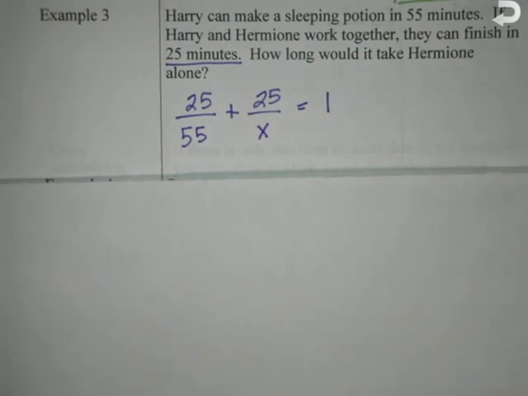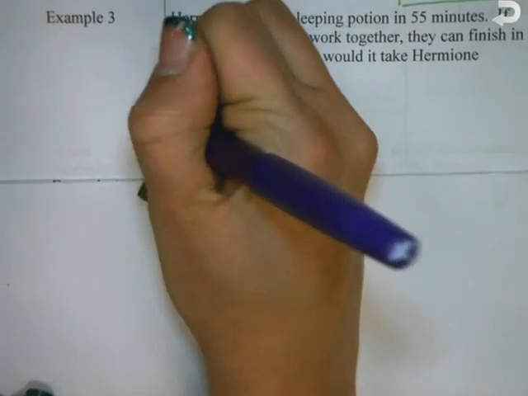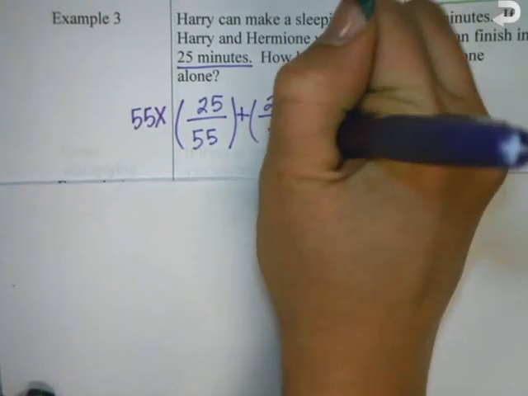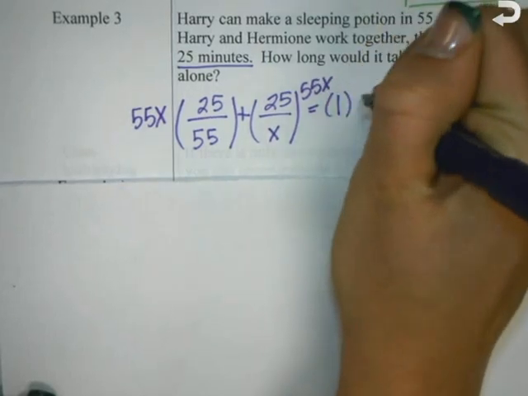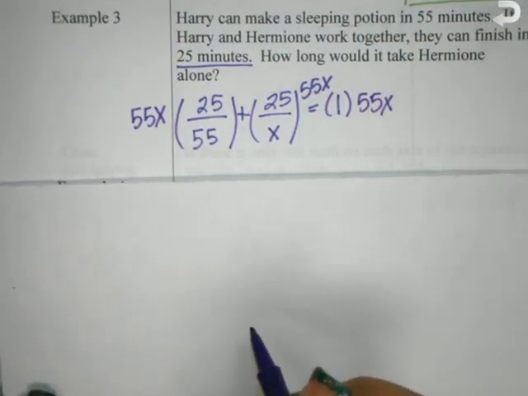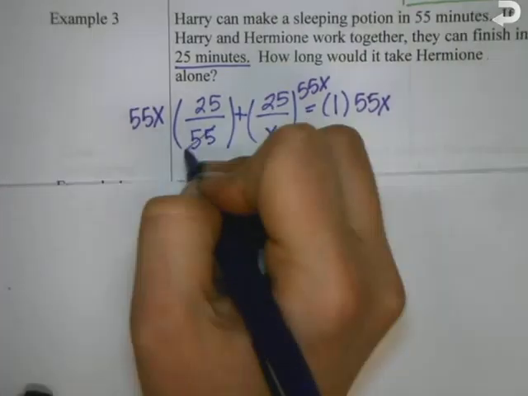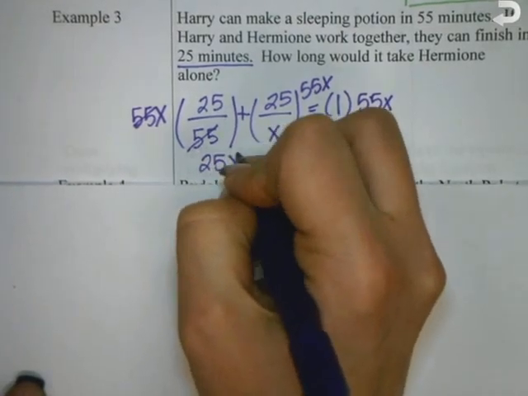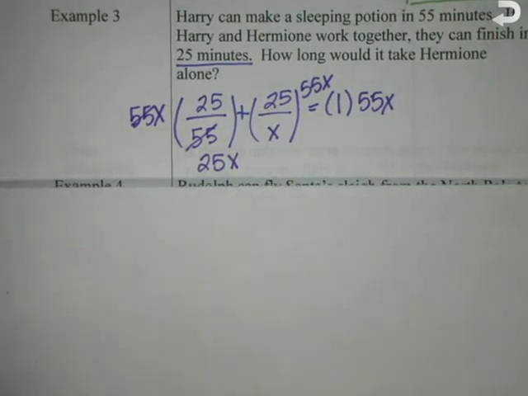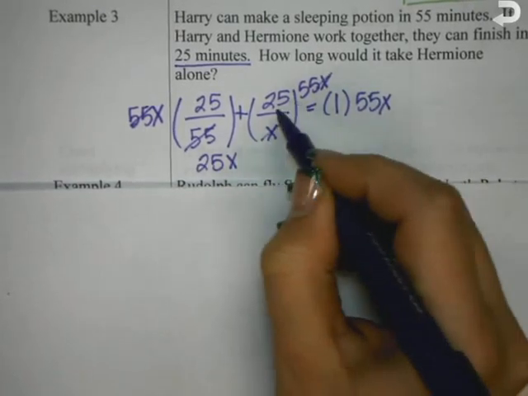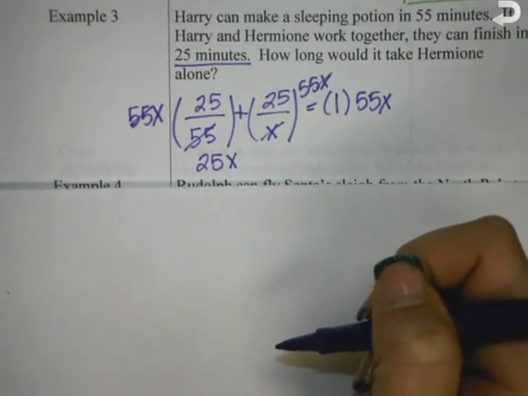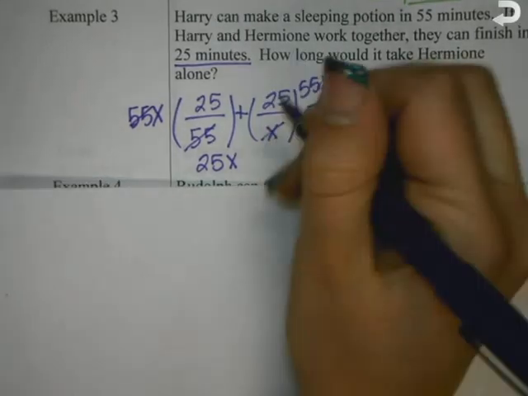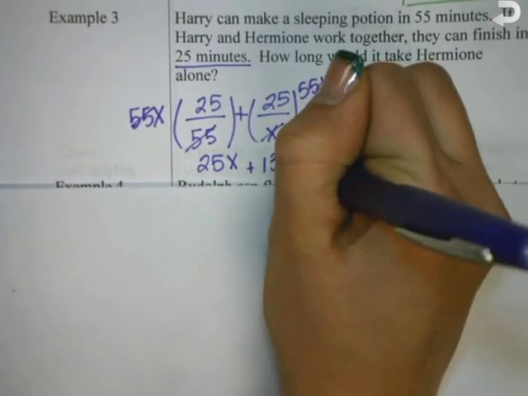Okay. So what is the LCD in this case? Good, 55x. So let's multiply it all by 55x. Okay. So 55 and 55 cancel. So we're left with 25x. Okay. X and x cancel. So 25 times 55. What does that give me? A big number. Okay, so plus 1,375 equals 55x.